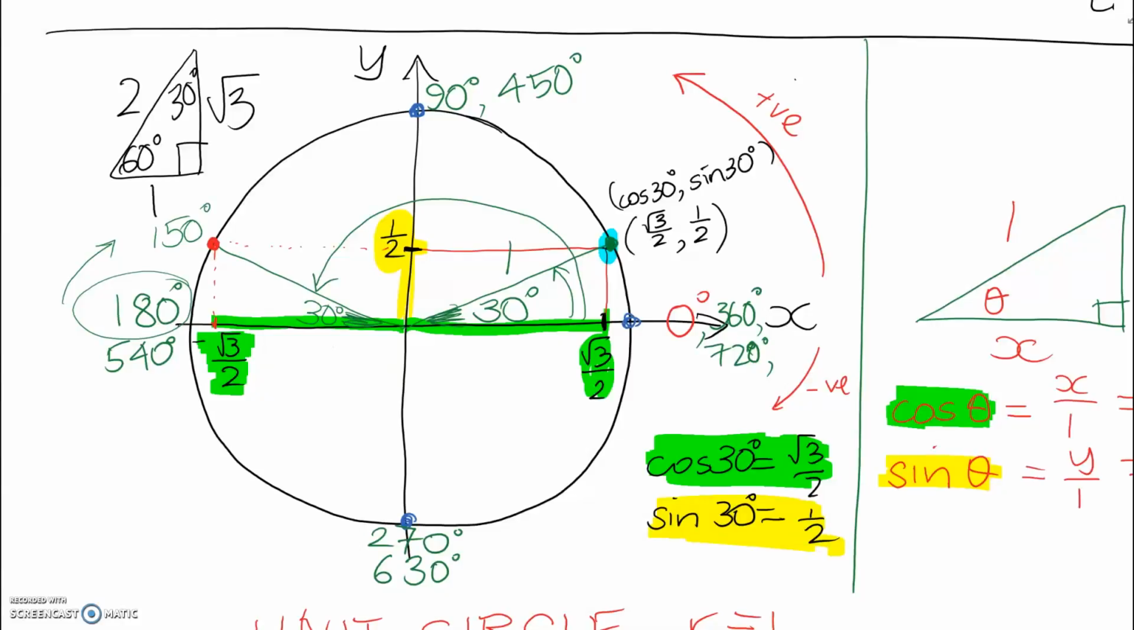Okay, so let's pick up from where we left off. Last video we had a look at 30 degrees. We looked at cos and sine of 30. Then afterwards we did cos and sine of 150. And so we now can move along and use the symmetry again to find another angle.